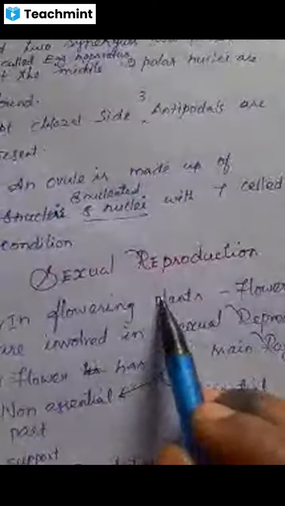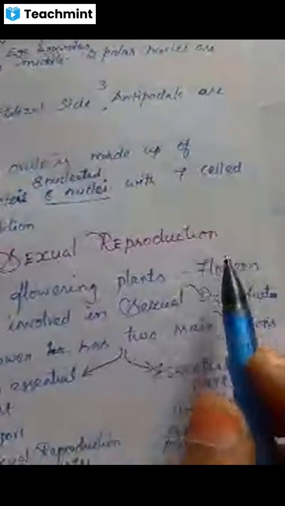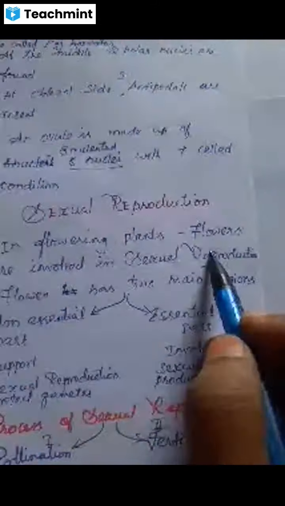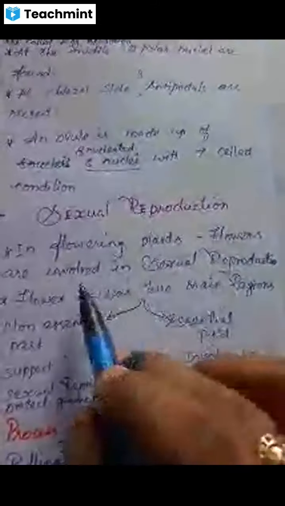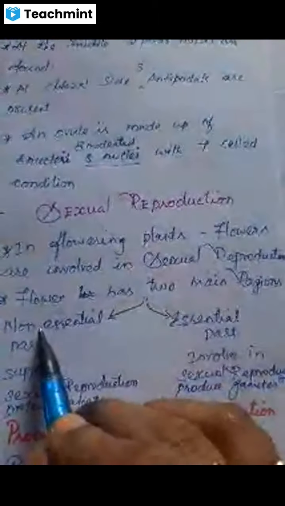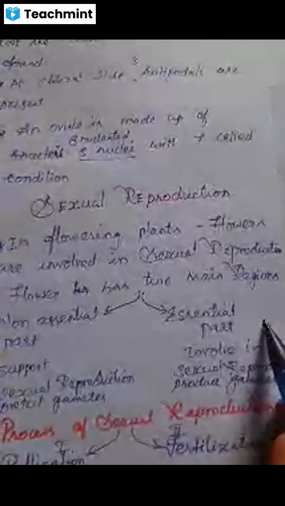So far we have discussed sexual reproduction in flowering plants. Sexual reproduction takes place in flowers. Flowers have two main regions: the non-essential part of the flower and the essential part of the flower.